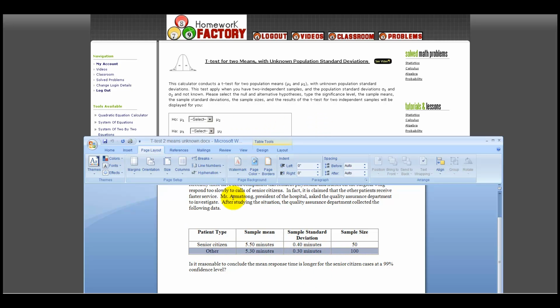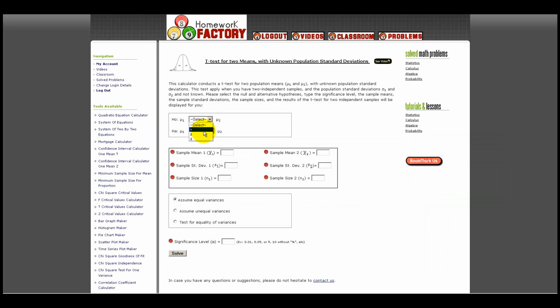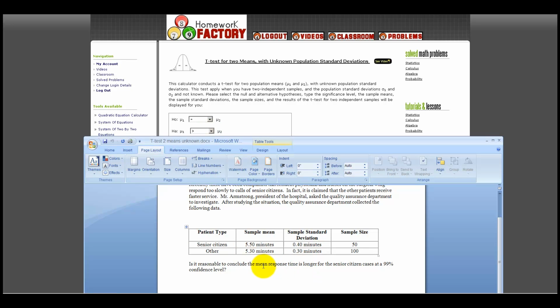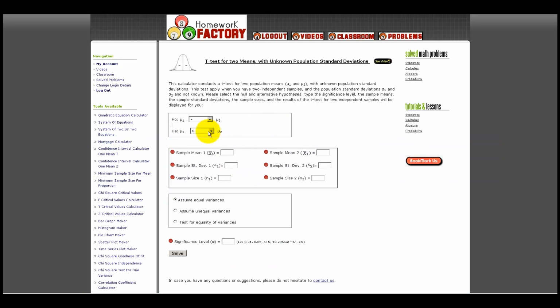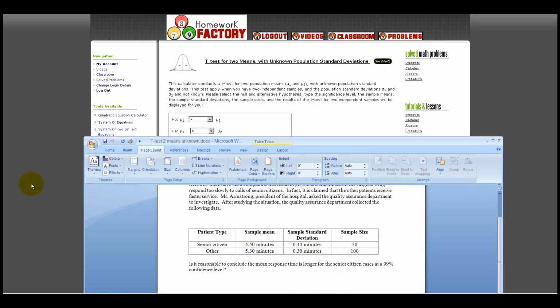All right, so right away, if senior citizen is set as the first population and other as the second, clearly what you need to test is this. Is the senior population having a longer mean response time? So one is senior, two is other, so that's what we want to do. And then we just test this and we put in the information.